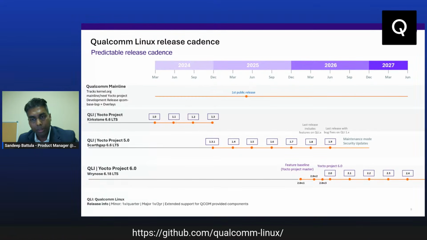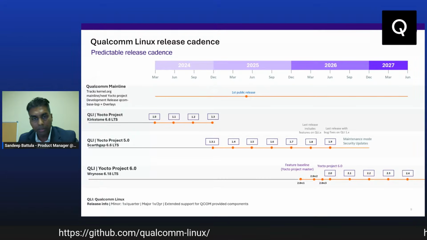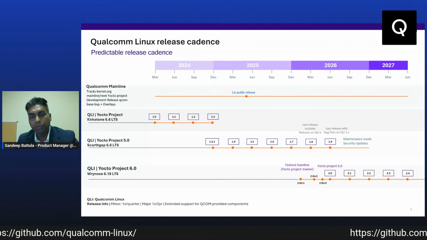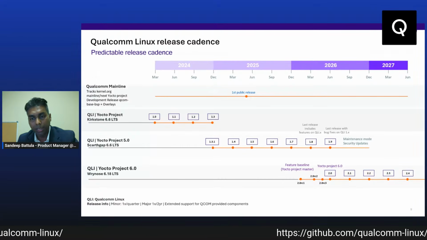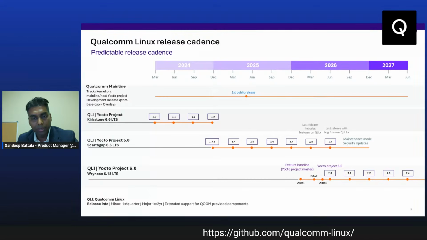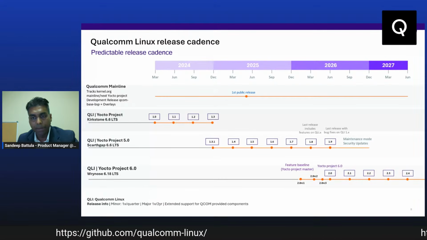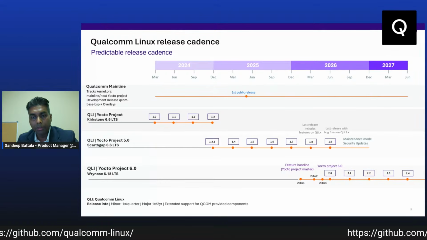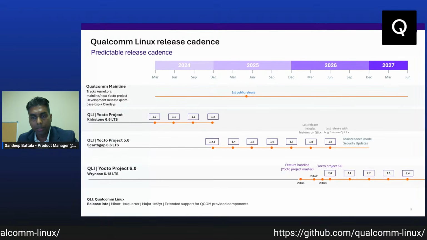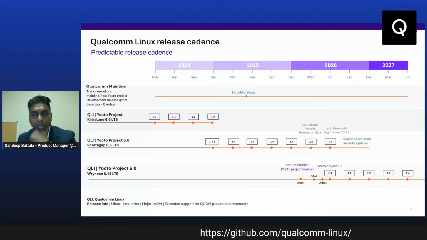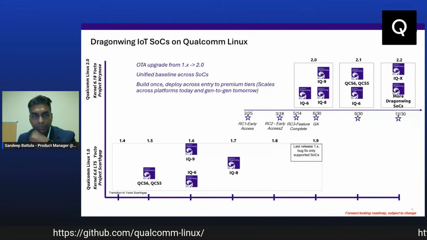So moving forward, it doesn't reflect in this slide, but we plan to do major upgrade cycles every 2 years, aligned to the Yocto upgrade cycles. And we'll continue to do the quarterly releases on 2.0, followed by a major upgrade cycle in 2 years.